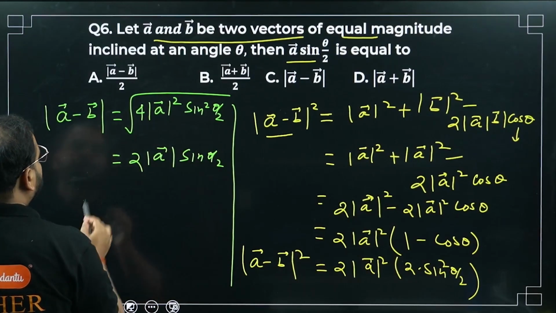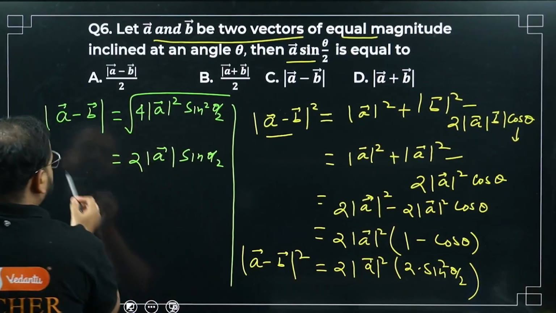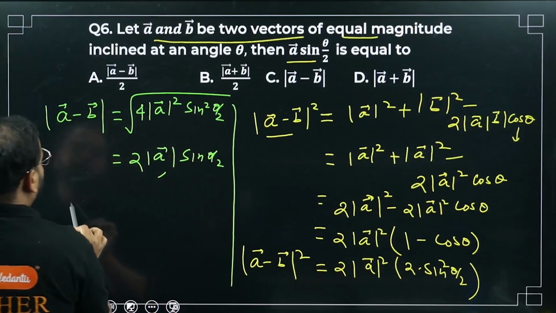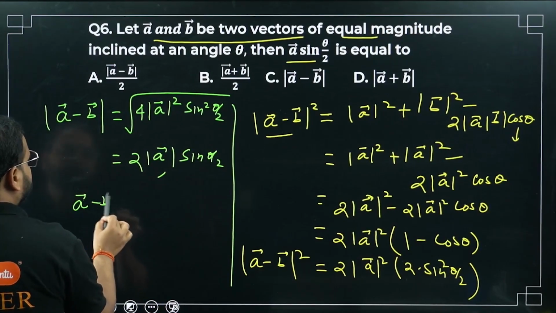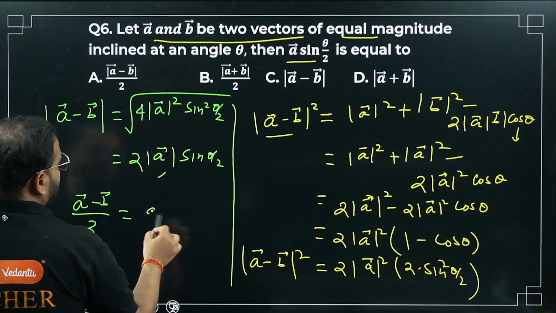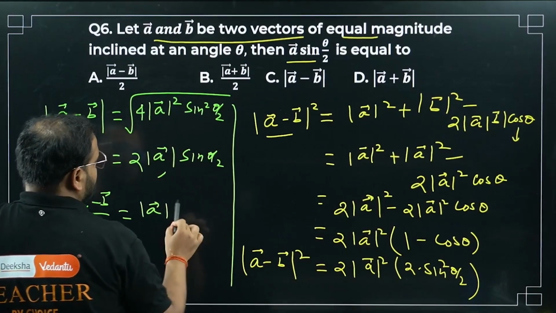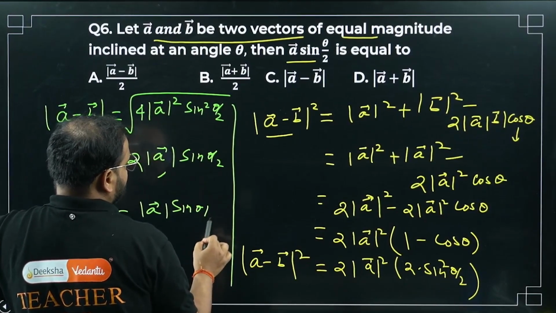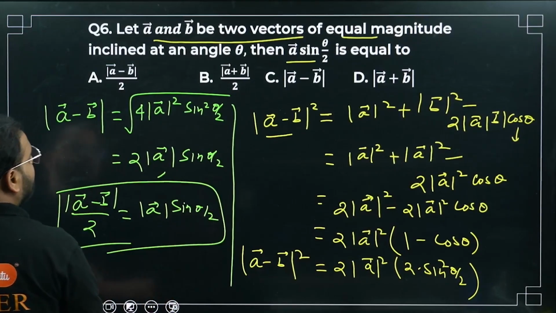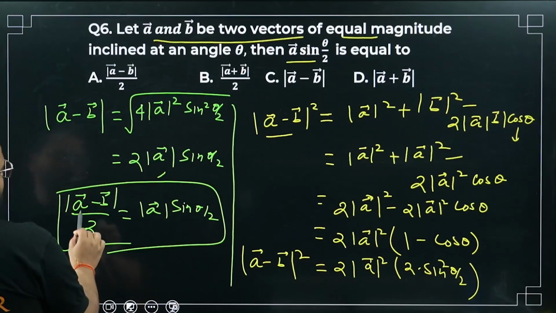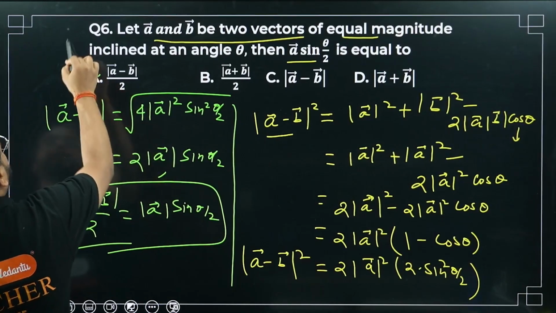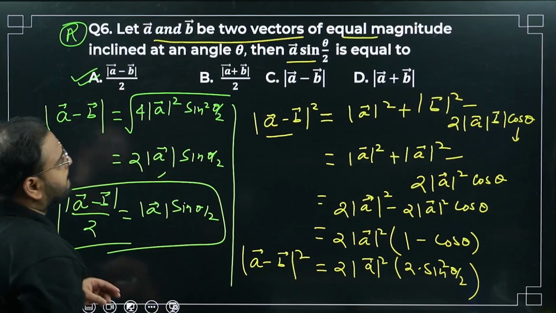Great. Now what is this going to be? If I write it like this, I can bring this 2 over here. What am I getting? Mod of A minus B upon 2 equals to A sine theta by 2. So modulus is there, right? The answer is mod of A minus B upon 2. Option number A.